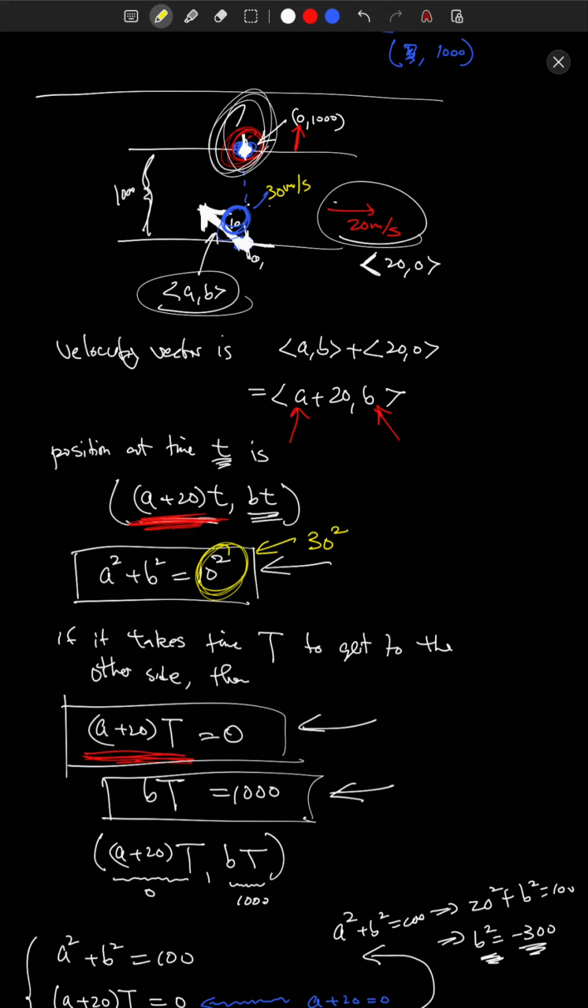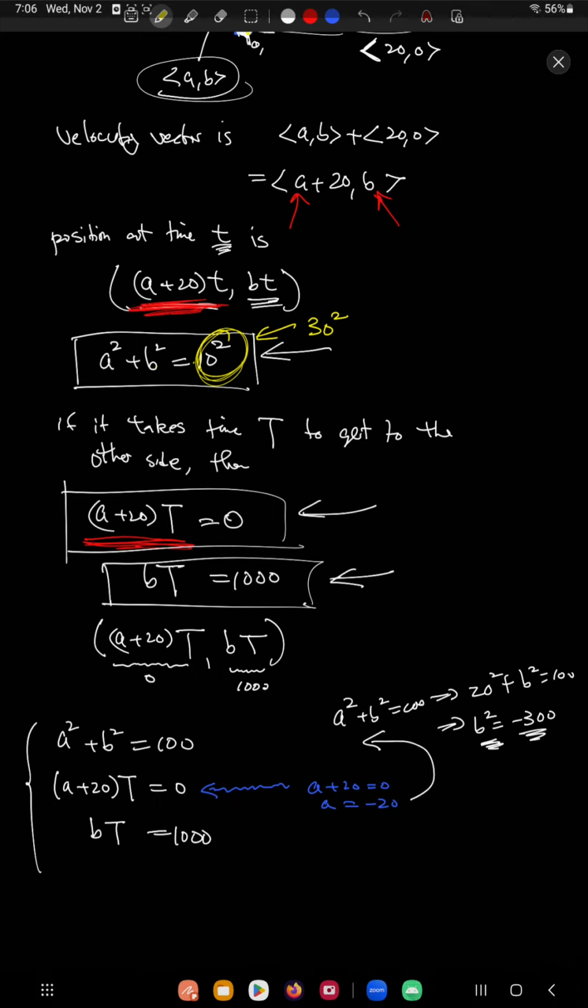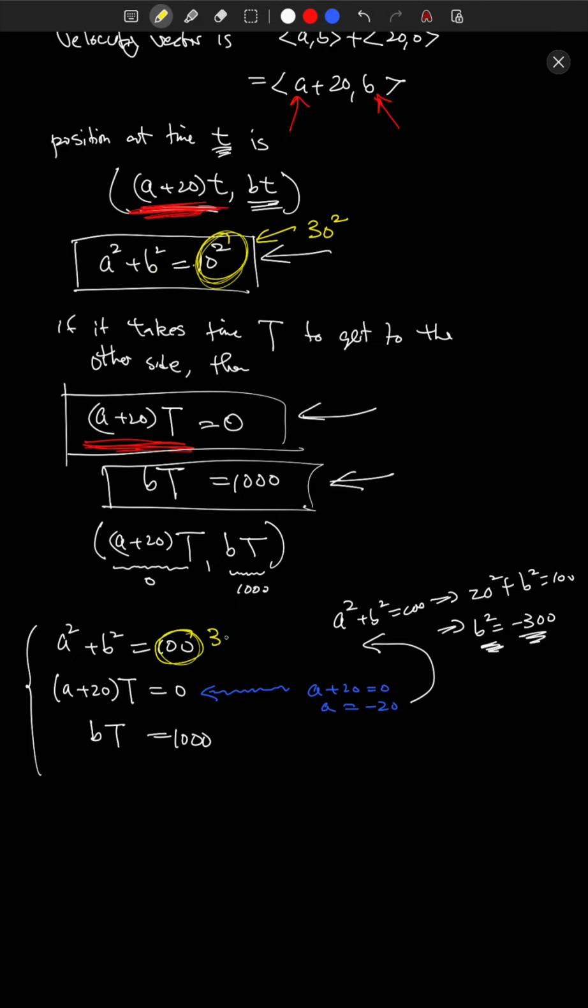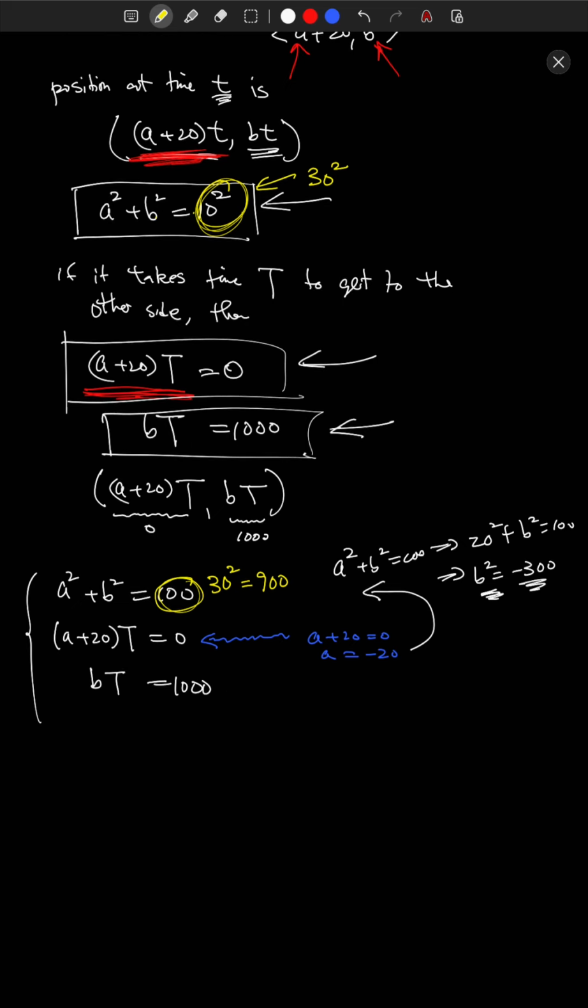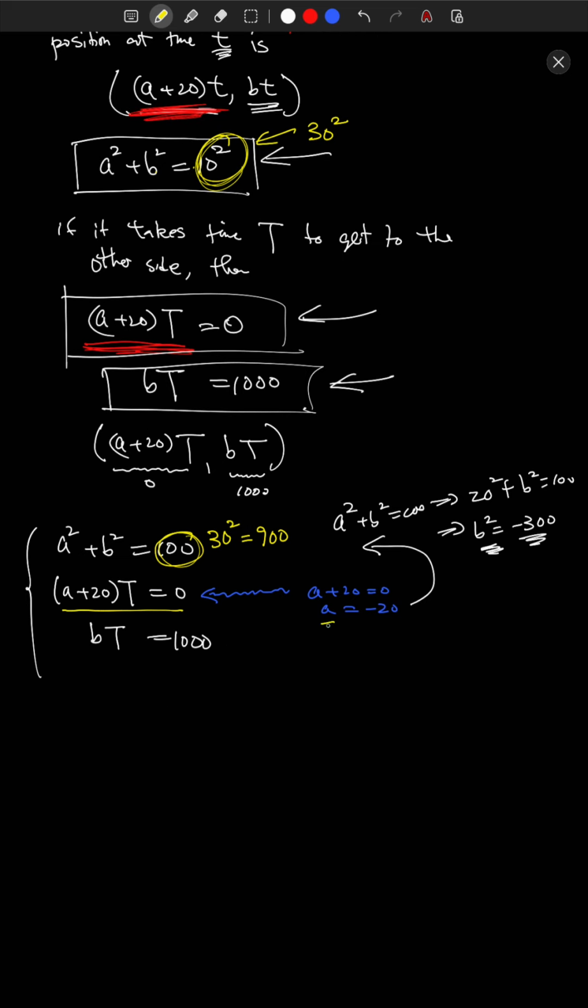Because 30 meters per second means the length of our velocity vector has to be 30, which means a squared plus b squared has to be 30 squared, and that would be 900. This middle equation would tell me that a would have to be minus 20. And so when we put that back into equation number 1, a squared plus b squared has to be 900, so 20 squared plus b squared has to be 900. And so b squared would now be a positive number. 20 squared is 400, and 900 minus 400 is 500. So in this case, b would be 10 root 5.